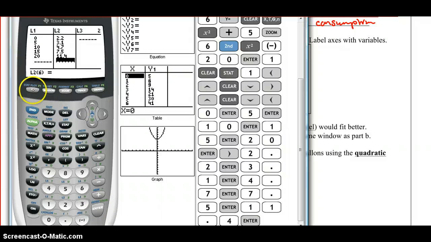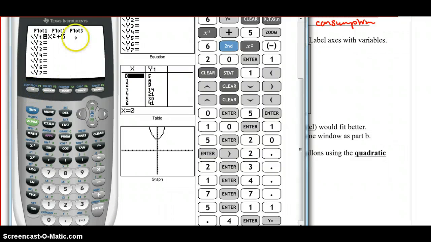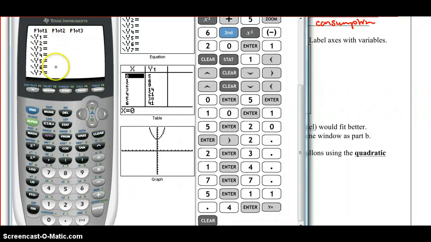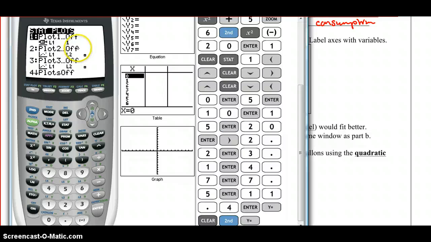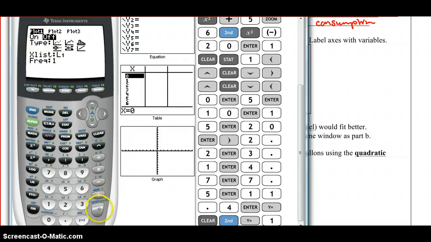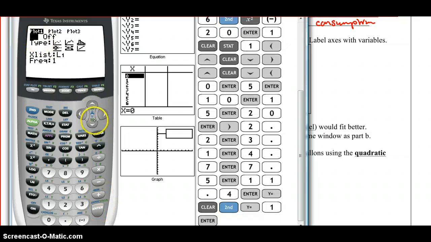All right, so I'm going to go into the y equals screen temporarily because we did type some things in there that I don't want to mess up our screen. So we're going to clear out anything that we have on that screen. And then we want to make a scatter plot, which is a stat plot. So we're going to hit second function, y equals. And again, make sure plots 2 and 3 are turned off. And we're going to go into plot 1, and we're going to hit enter to turn that on.